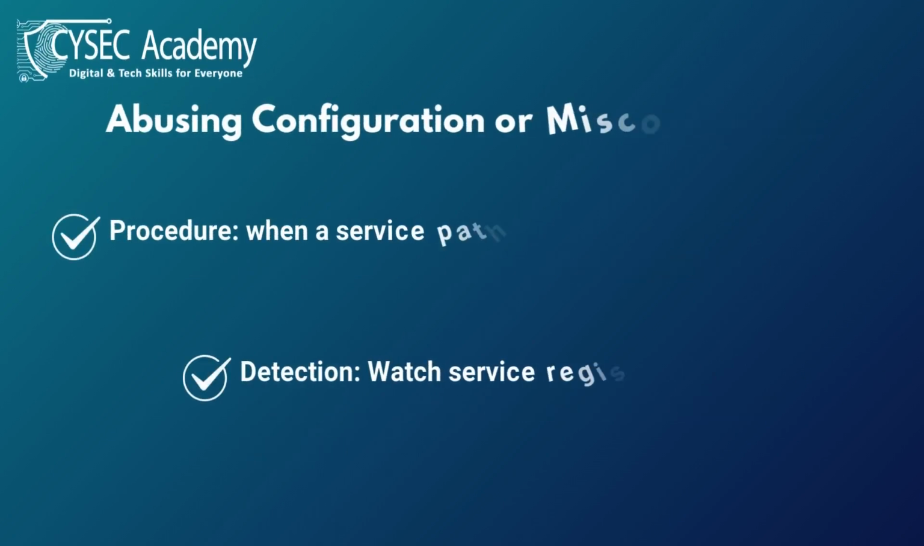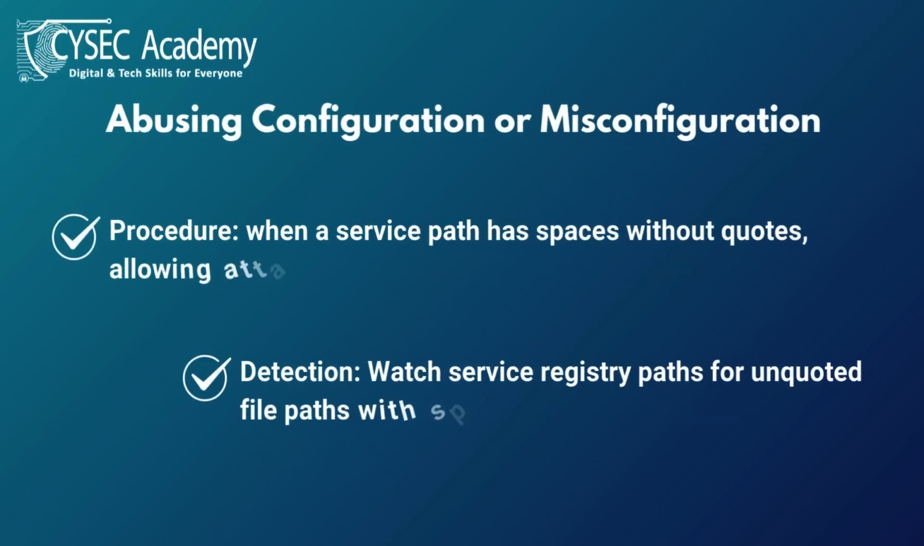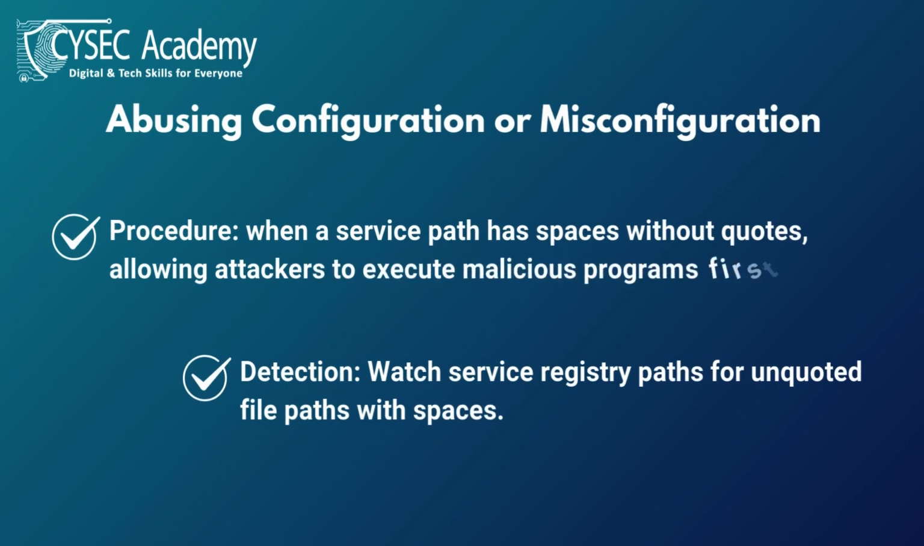Unquoted service paths. A classic privilege escalation vulnerability where a service executable path contains spaces and is not enclosed in quotes. An attacker can place a malicious executable earlier in the path that gets executed first. Procedure. Unquoted service paths let an attacker hijack a vulnerable service by placing a fake executable earlier in the path. Detection. Watch service registry paths for unquoted file paths with spaces. This helps spot systems that need fixing.